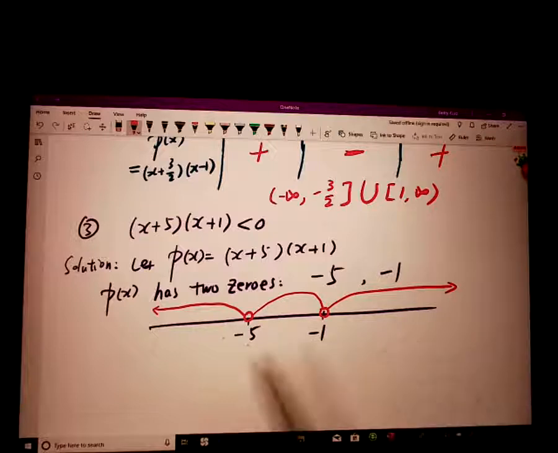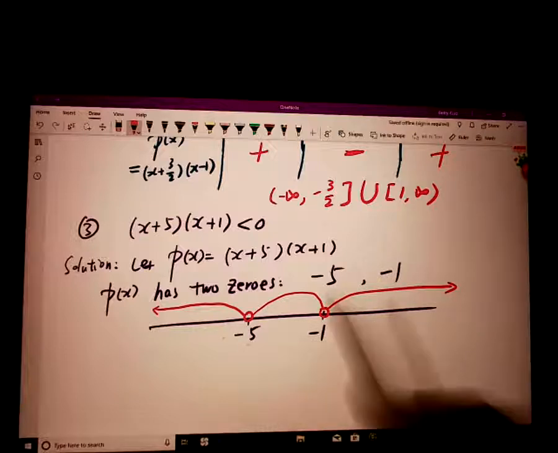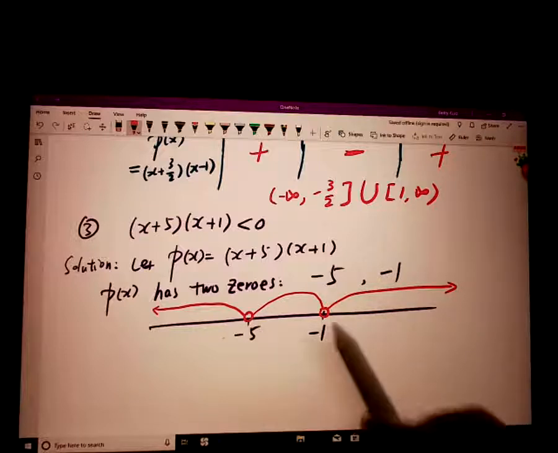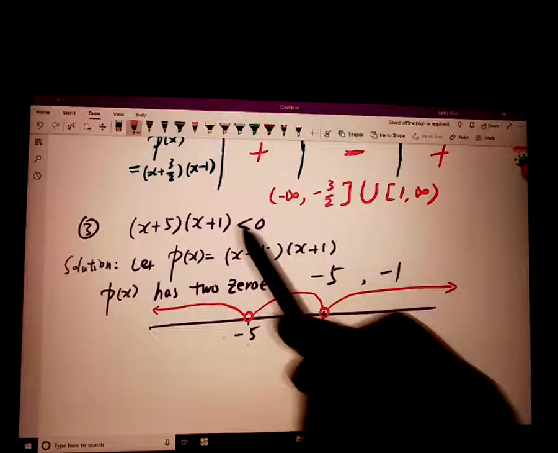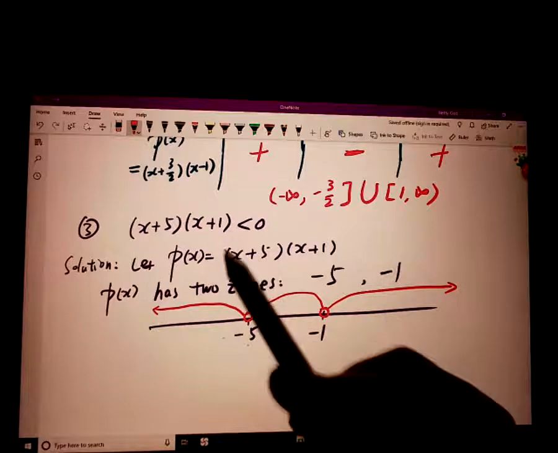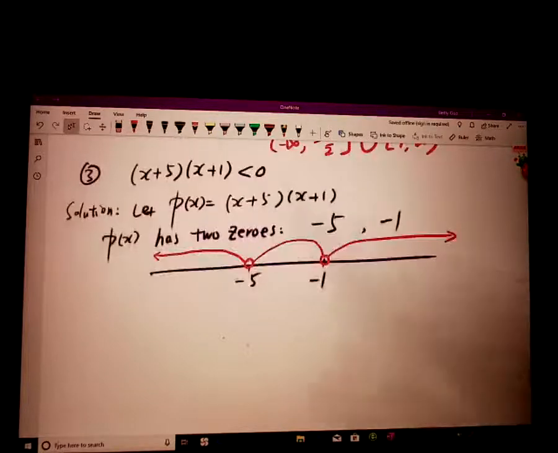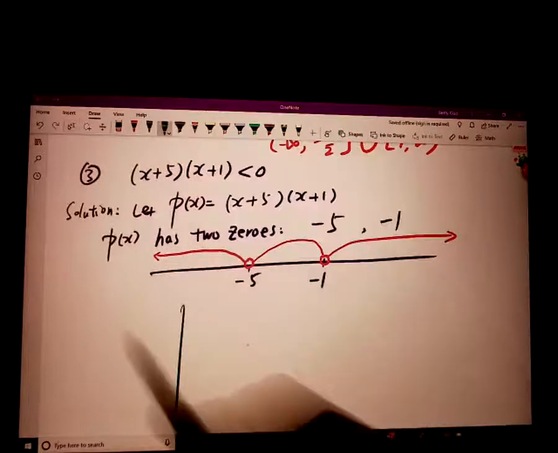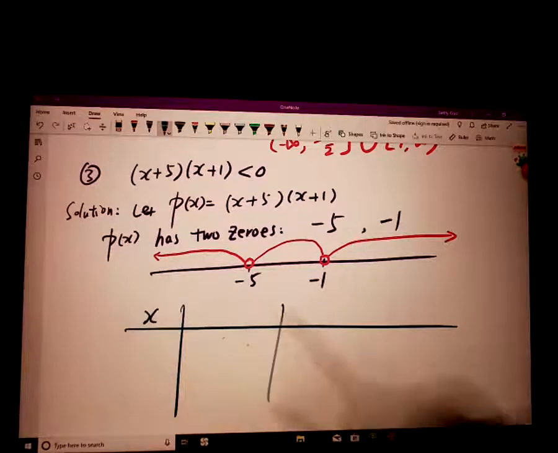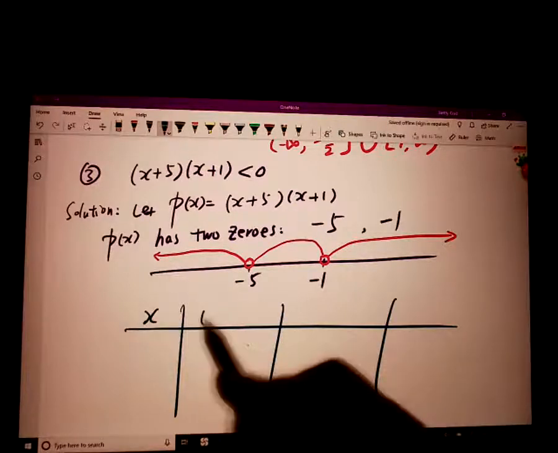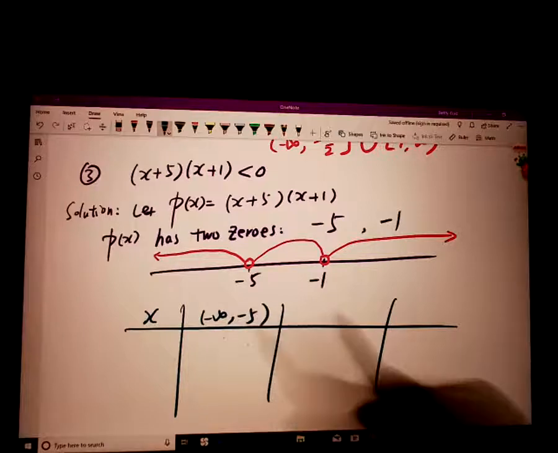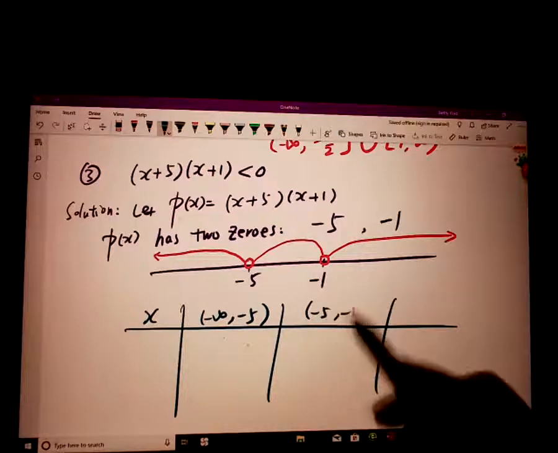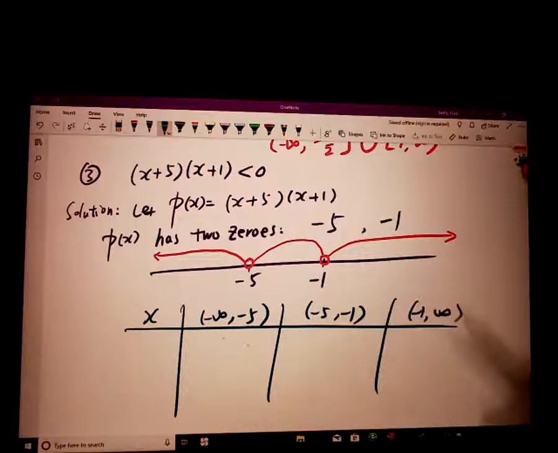This time, we exclude the two zeros. We have two circles here, two holes here. Why? I'm going to explain, okay? It's the same as example 1. So now I'm going to make my chart. Row 1, I have three intervals. Negative infinity to negative 5, open. Negative 5 to negative 1, open. Negative 1 to positive infinity, open.